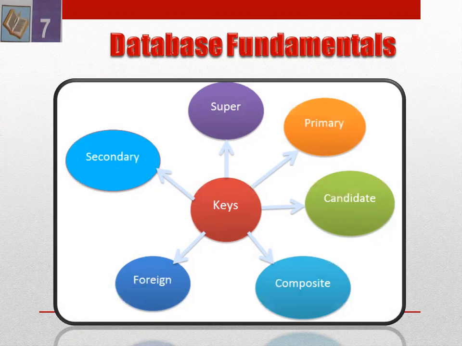So in database, the database keys are very important to retrieve and to store data in tables. It is used to retrieve your records. It is used to save your data. We have different kinds of keys: primary key, candidate key, composite key, foreign key, secondary key, super key. All these are the types of database keys which we can use in different situations to retrieve and to save our data in database.